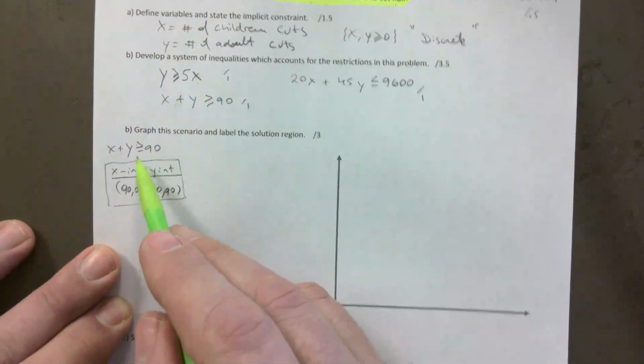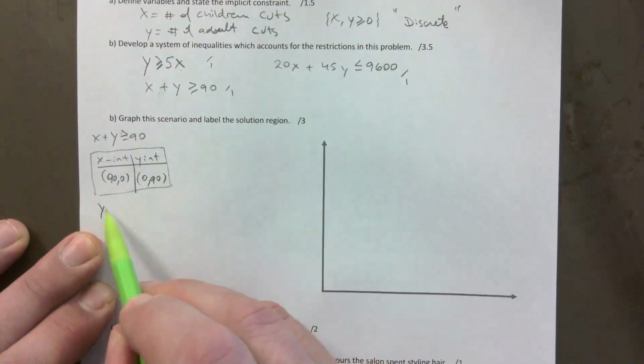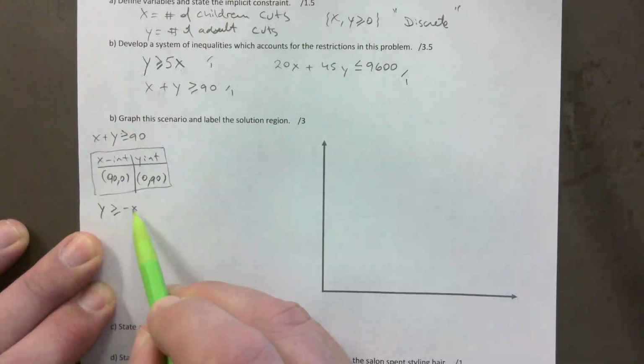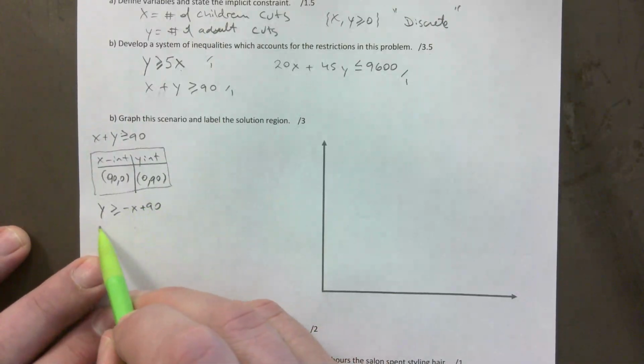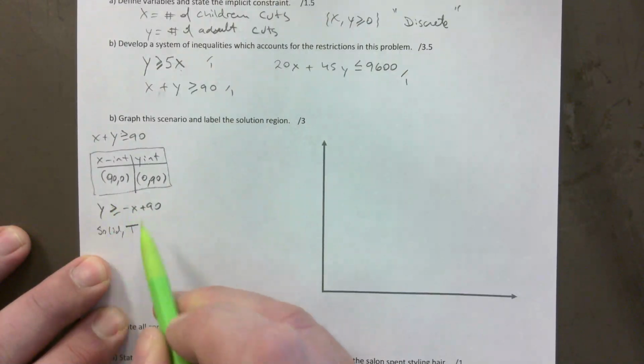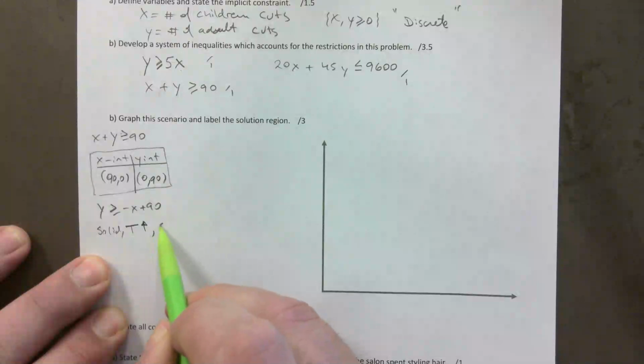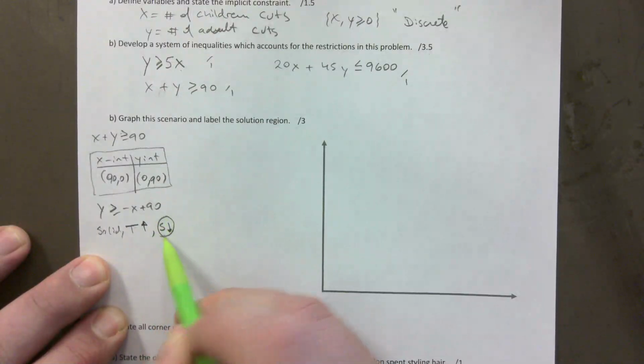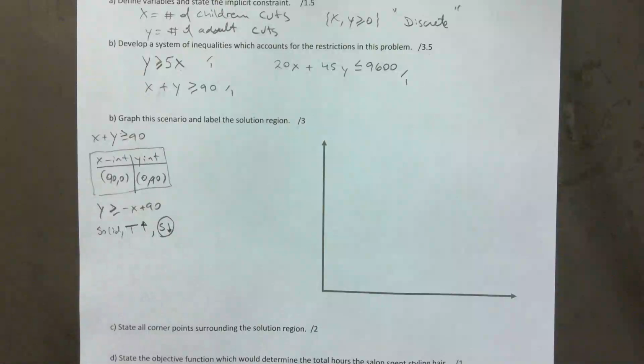We rewrite that real quick. We bring the x over to the other side. Now we know it's solid. True is above because it's greater than. And we're going to shade the opposite. We're going to shade out the false region. So we're using reverse shading. There we go.